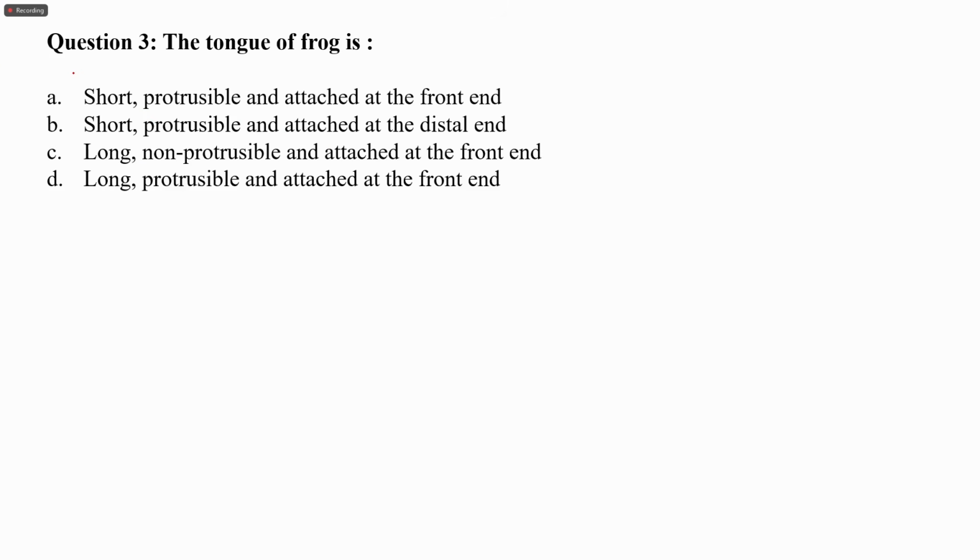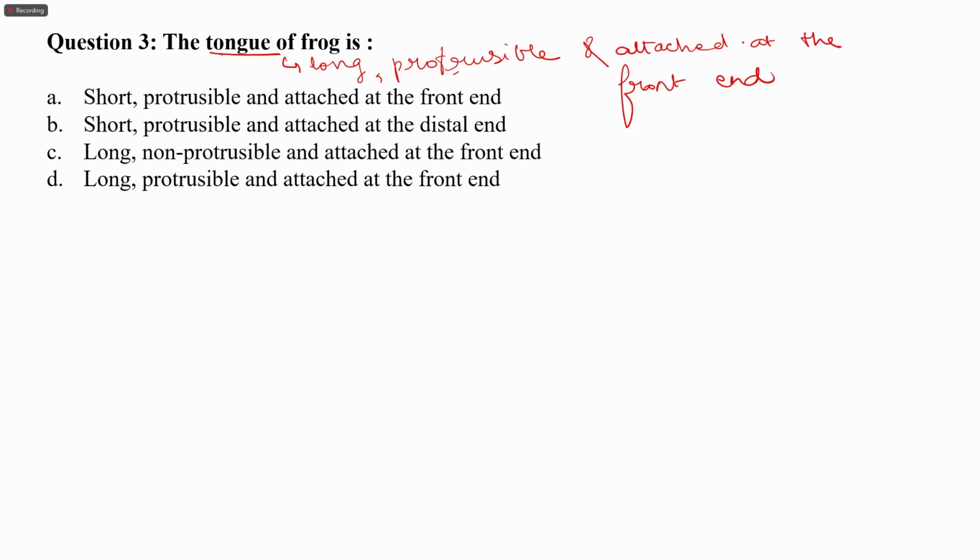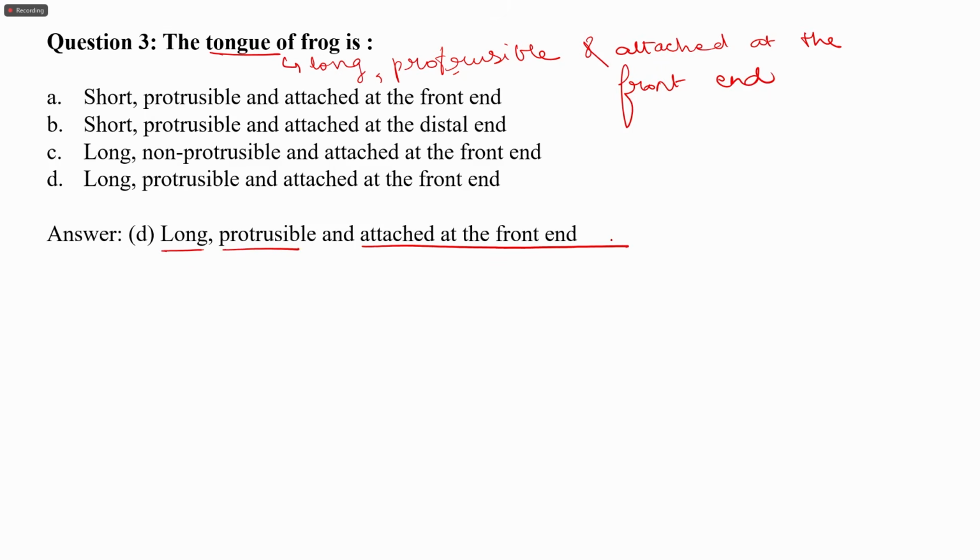Third is the tongue of frog. As I mentioned, the tongue of frog is long. It is protrusible. So it is long, and in order to catch prey from a larger distance, it is protrusible, that is, it can come out. And very important, it is attached at the front end and free at the back end. So the correct answer is long, protrusible and attached at the front end.